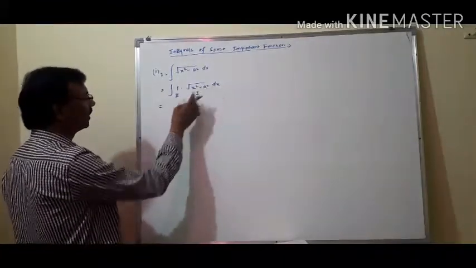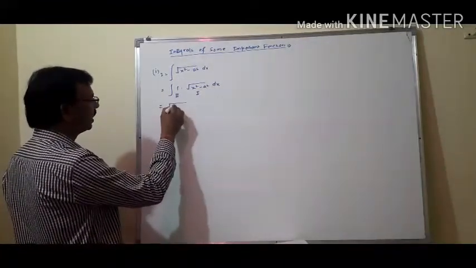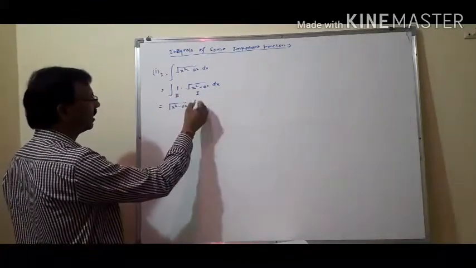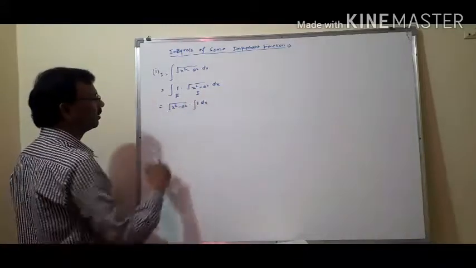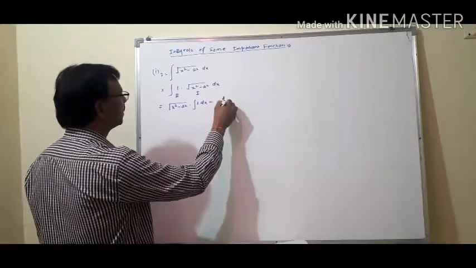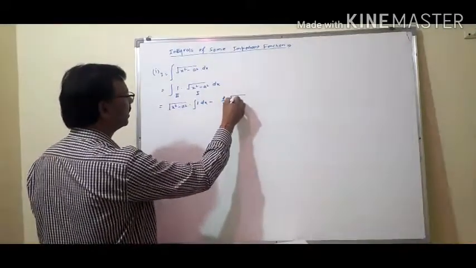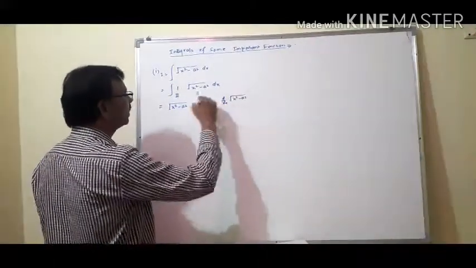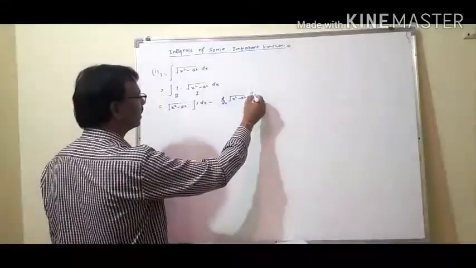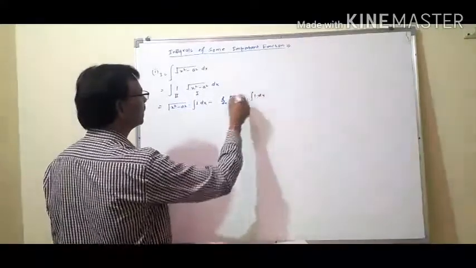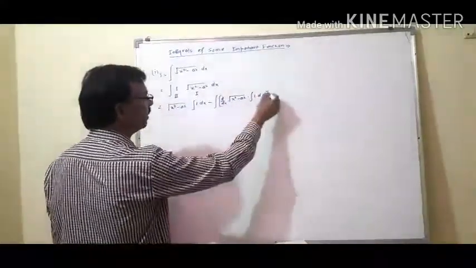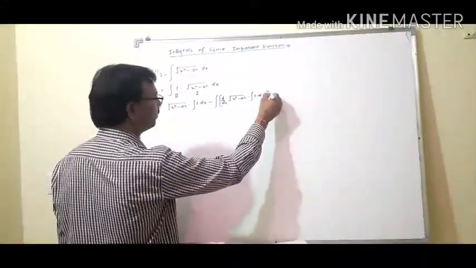So first function, that means root under x square minus a square, into integration of the second function, that means integration of 1 into dx, minus dy dx of the first function, that means dy dx of root under x square minus a square, into integration of the second function, that means integration of 1 into dx, whole integration, that means integration of this whole function.